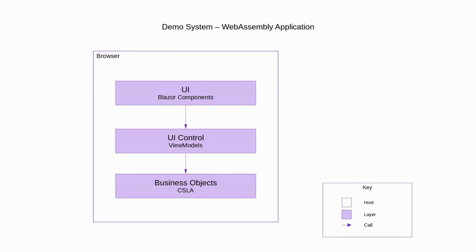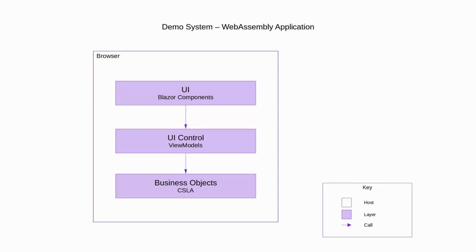Behind that, we're going to need some form of control. We're going to use the MVVM design pattern, and therefore in our UI control layer we're going to have a bunch of view models. The view models are going to talk to business objects where all our rules and the understanding of how to persist ourselves is going to go, and that's going to be built using a framework called CSLA. If you don't know CSLA, it's well worth having a look at.